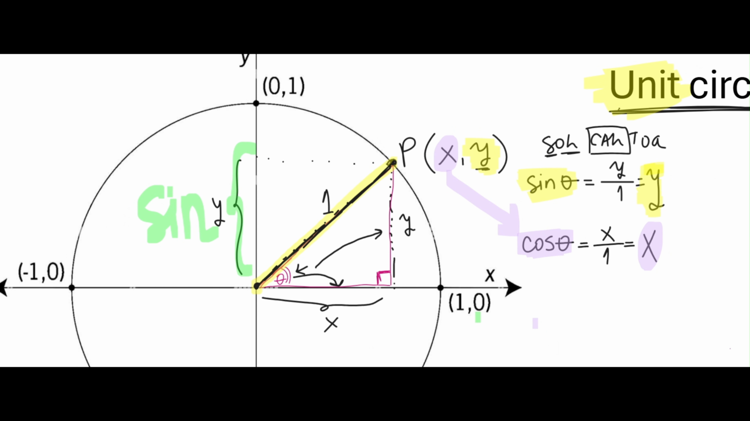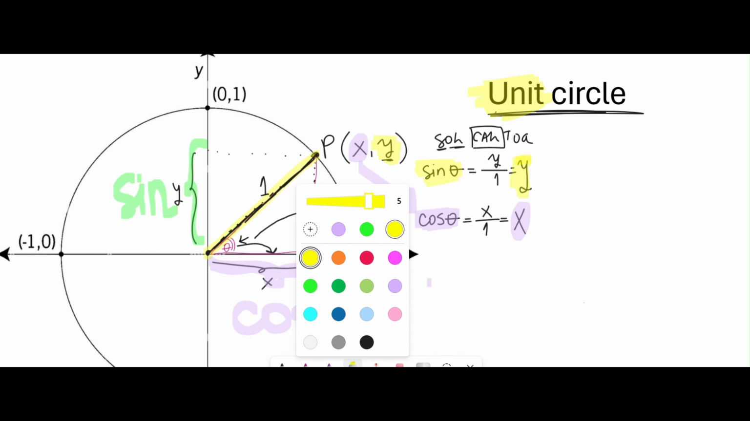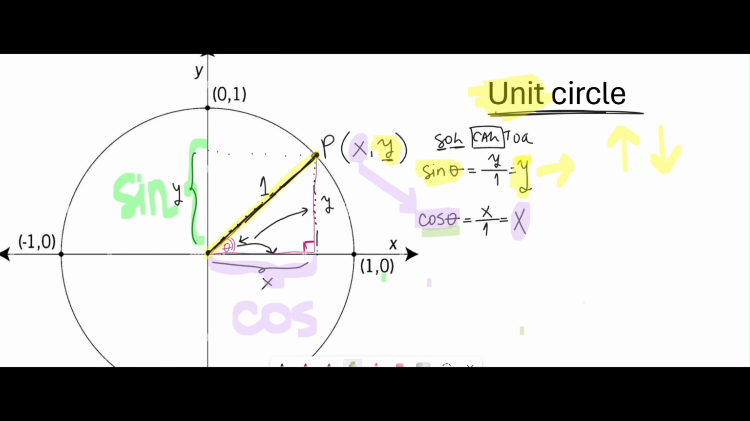But what is x? X is the horizontal one, right? The one on the bottom. So this value here is basically our cosine. And that's the most important part of the lesson. So, sine value is on the y-axis, so sine either goes up or down, while cosine value is on the x-axis, so it goes to the right or to the left.